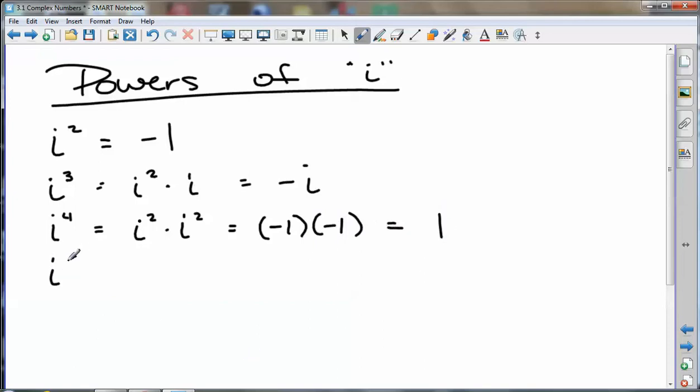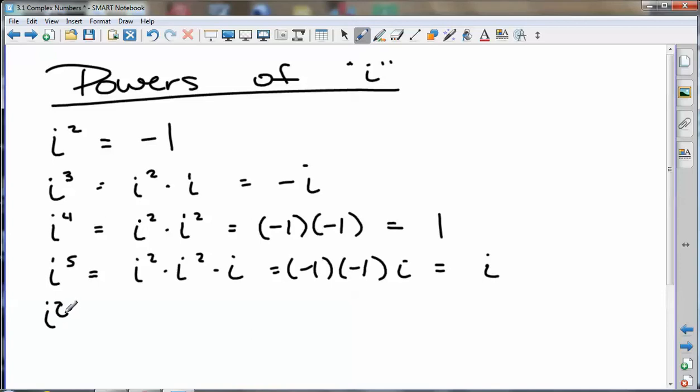What if I gave you I to the fifth? That's like I squared times I squared times I. I squared is negative 1 times negative 1 times I, and you get I. Negative times negative makes positive. When I give you powers of I, they simplify. The only answers you're going to get are positive and negative, 1 or I.